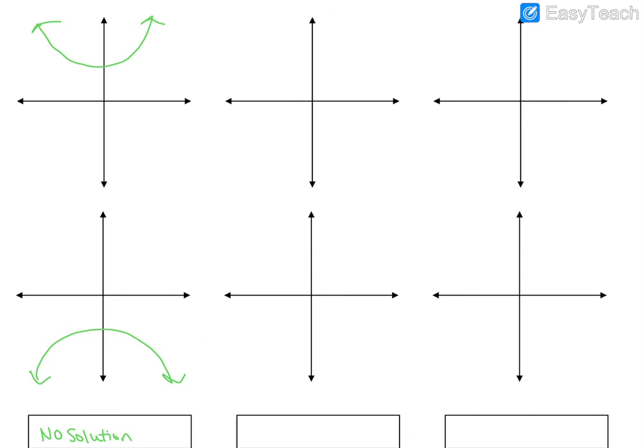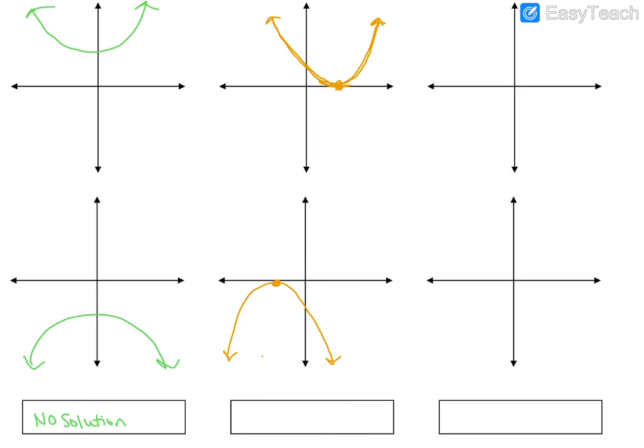Now, sometimes when you go to graph, you're going to notice that the parabola touches, I didn't do a very good job on that one, it touches at that vertex. So that lowest point is on the x-axis, or maybe the vertex of the parabola, the maximum, that highest point, is right on the x-axis. If that is the case, these ones, you're only going to have one solution. So you'll have x equals a number. If it's no solution, you just write no solution.